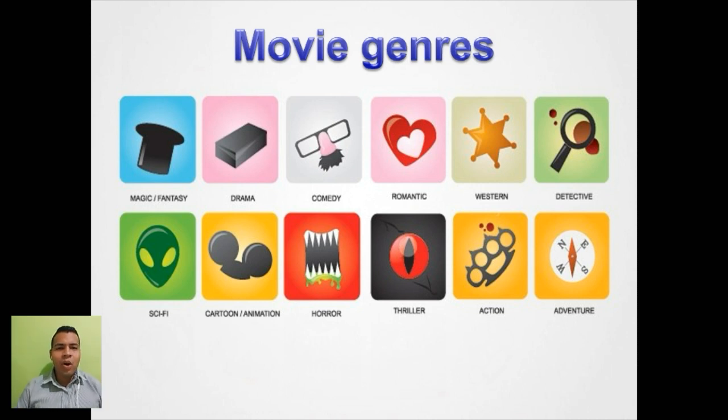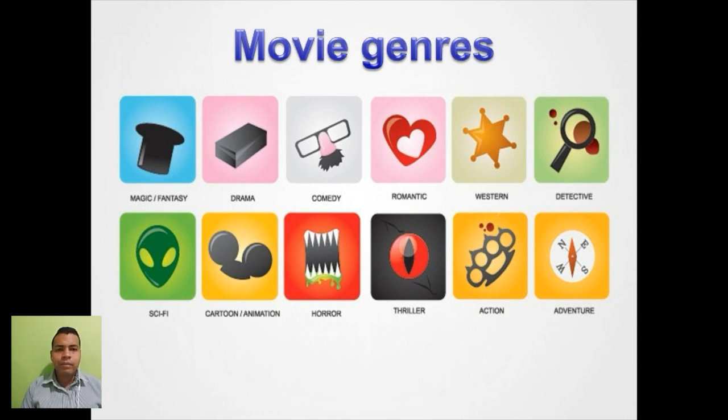And there we have all of the movie genres in a group. Okay, we have all of them together. We have magic, fantasy. Okay, repeat after me. Let's practice the pronunciation. Magic, fantasy, drama, comedy, romantic or romance, romance, western, detective.